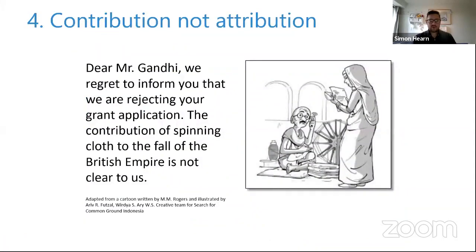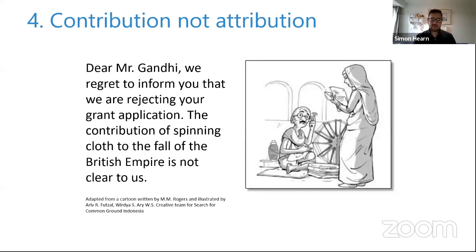I'll move on. So the fourth and last key concept is contribution, not attribution. It's a nice little cartoon here. Gandhi's working on his spinning and receives a letter. Dear Mr. Gandhi, we regret to inform you that we are rejecting your grant application. The contribution of spinning cloth to the fall of the British Empire is not clear to us.